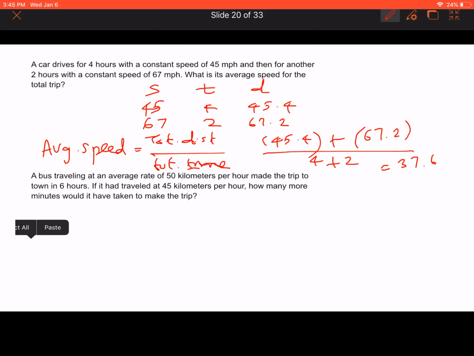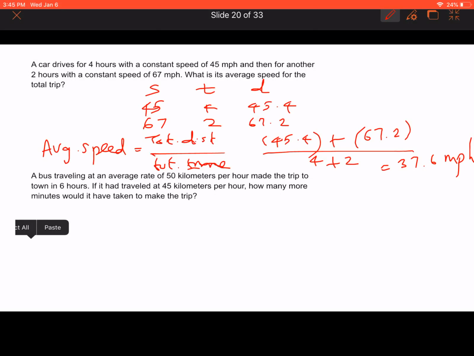It's a speed, so the unit has to be miles per hour. Okay, this is very important. Average speed has to be calculated by dividing the total distance and total time, not just adding the two speeds and dividing them by number 2.